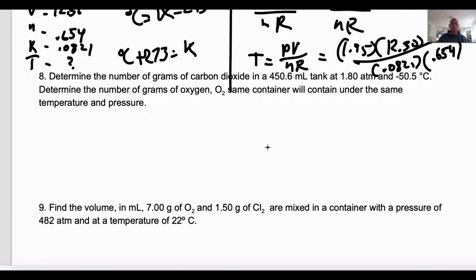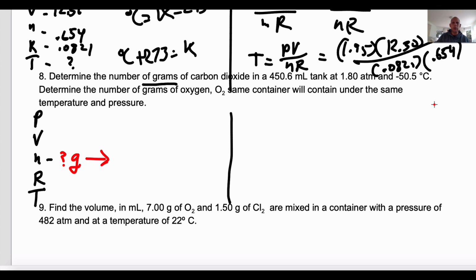All right. So in number 8, determine the number of grams. It's all the same stuff though, so let's go ahead and do the problem. P, V, N, R, T. Determine the number of grams of carbon dioxide. First off, when they say grams, what they're really looking for is moles. We are going to get our answer in moles, and then we're going to have to convert that answer to grams at the end, just as a heads up.